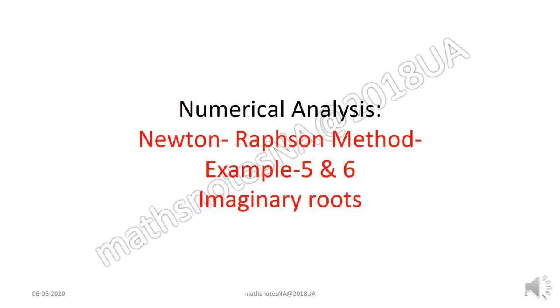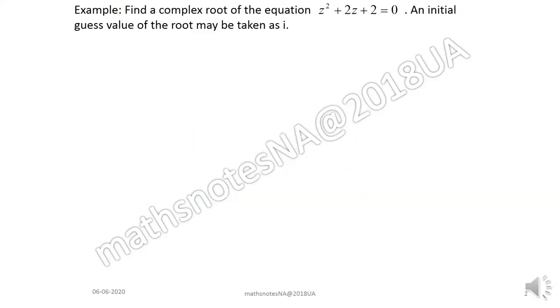Hello viewers, in this video I would like to discuss two examples where we will calculate imaginary roots of the function, and these examples are 5th and 6th of Newton Raphson method. Here in the example we have to find out complex root of the equation z square plus 2z plus 2 is equal to 0. Initial guess value of the root may be taken as i.